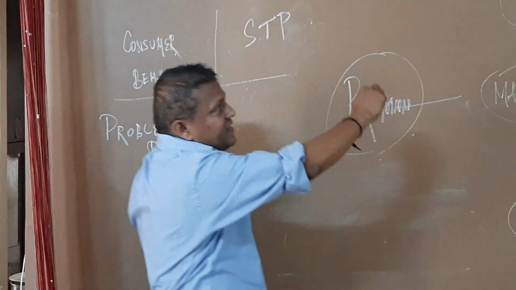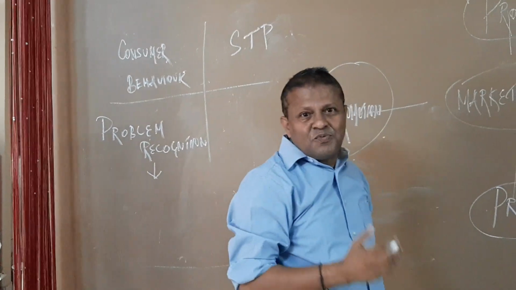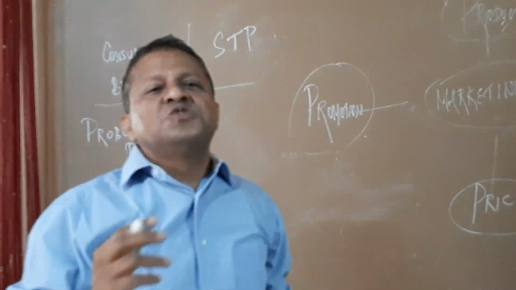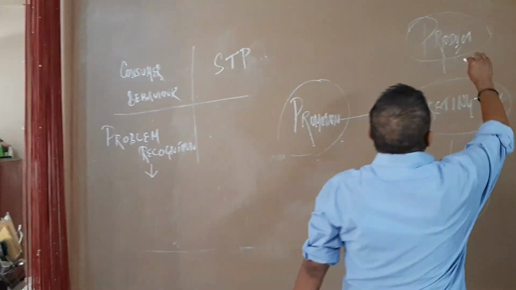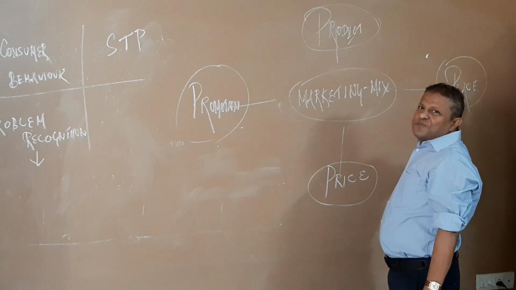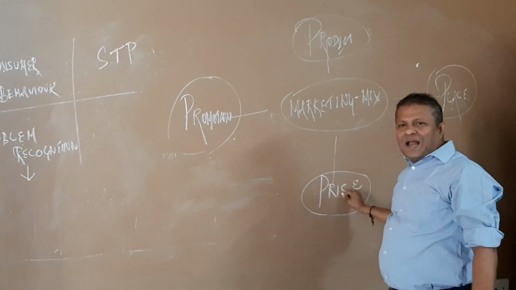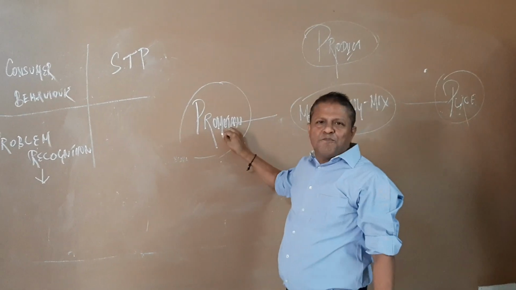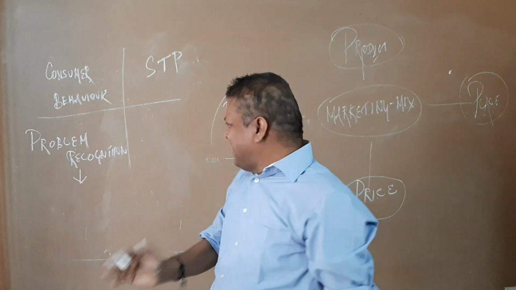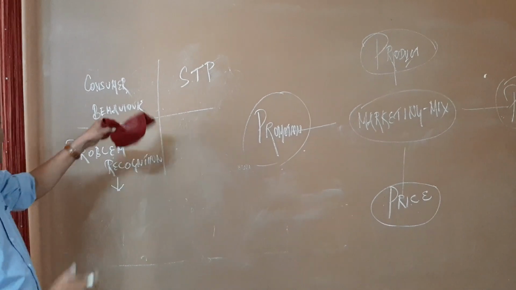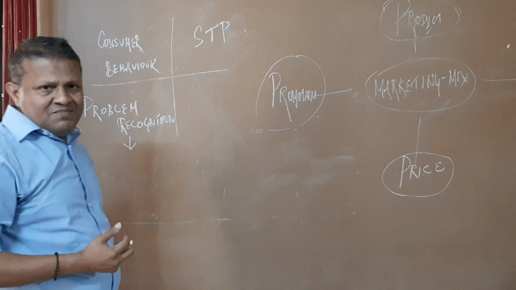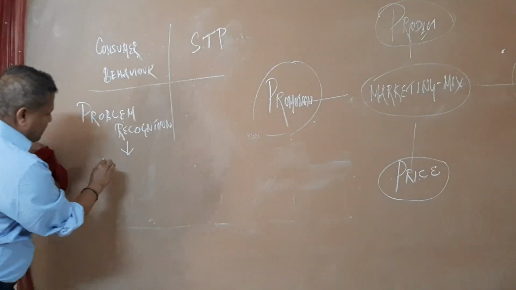Remember, in each P there is a C. Product, from the consumer's point of view, is nothing but solving the consumer's problem. And therefore, this P means the consumer's problem is solved. This P means the product should be available at a convenient place. This price means the cost to the consumer. And promotion means communication to the consumer. And therefore, everything starts and ends with the consumer. And therefore, in studying consumer behavior, the very first thing you have to study is recognizing the consumer need, the consumer problem. Once you know, then go for search for information.